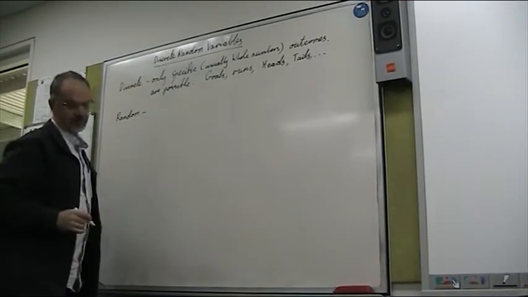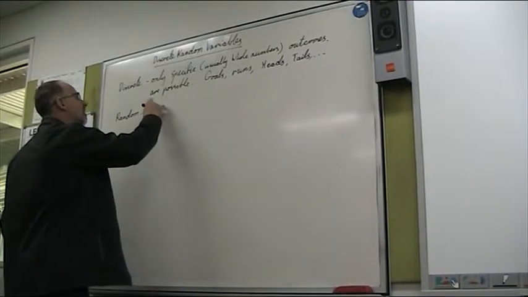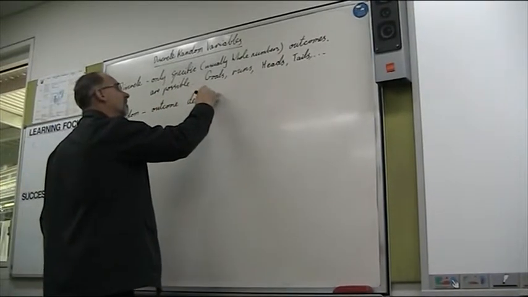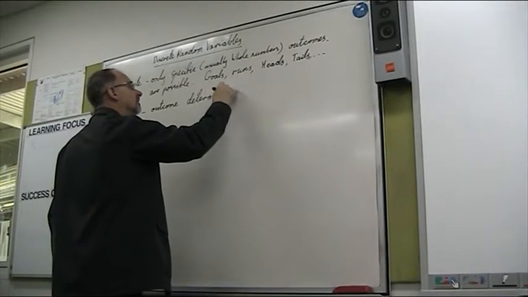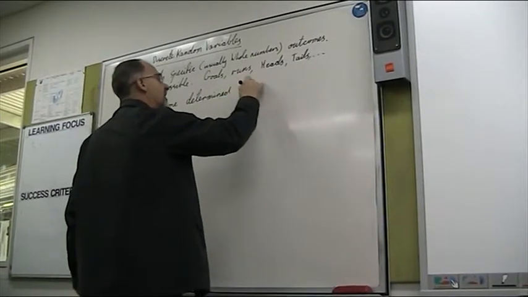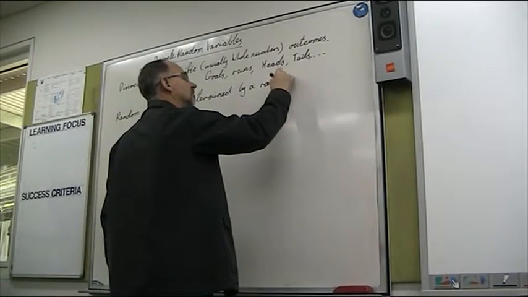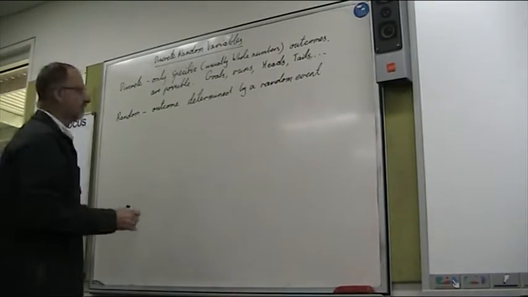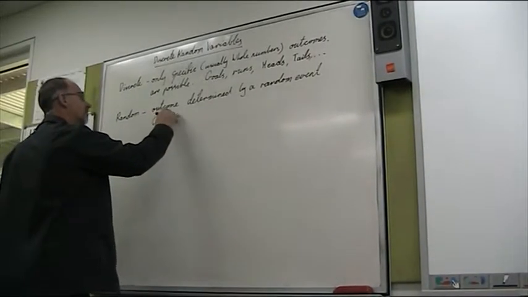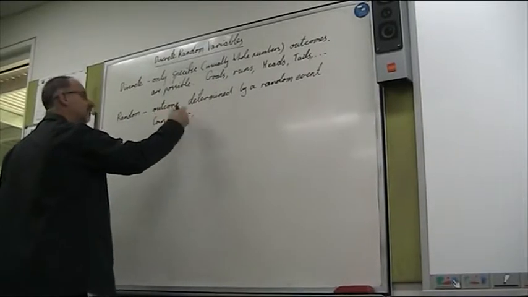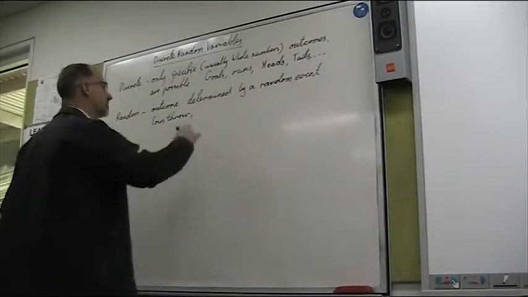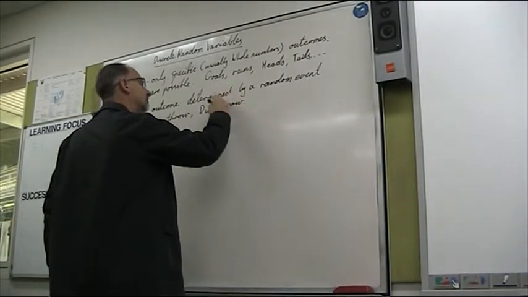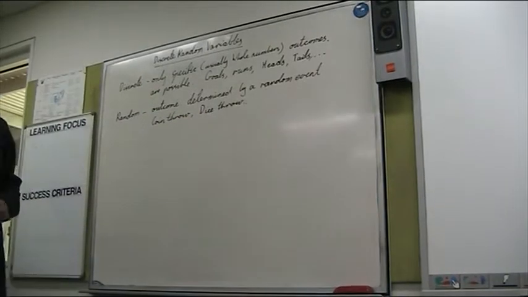All right, so random is where the outcome is determined by a random event. So coin throws, dice throw, anything like that.